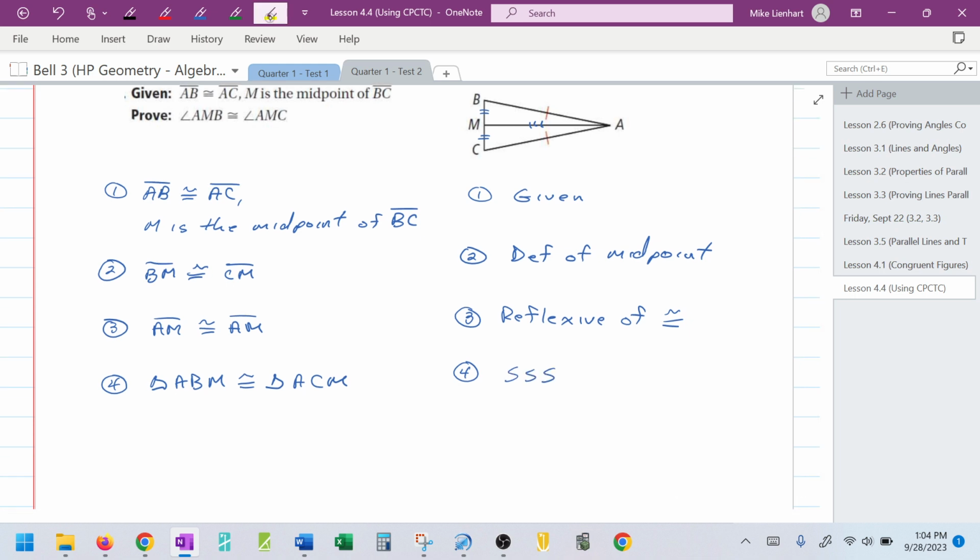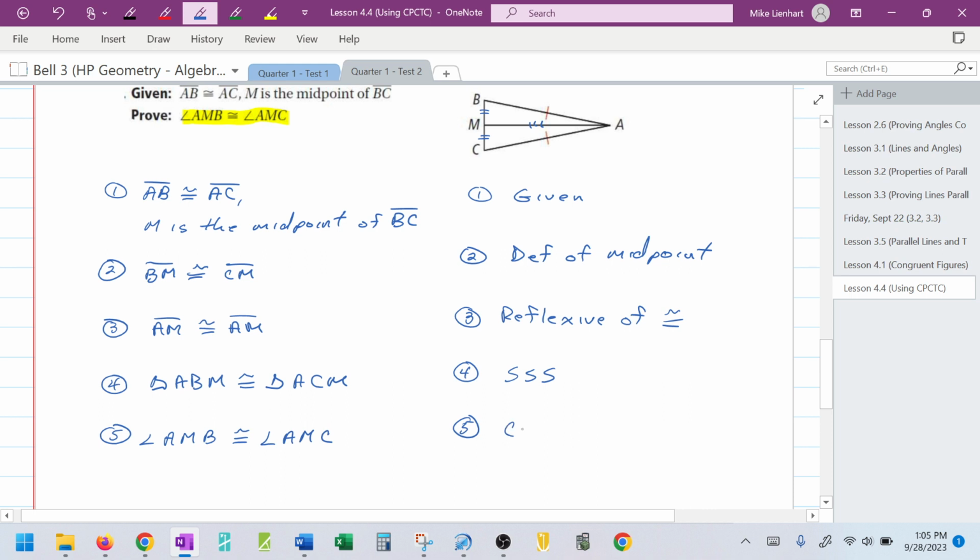Now, is that going to give me enough information to pull that out? Let's see. AMB, AMC. So if I'm checking my triangles here, yeah, I can make that statement. Statement 5 says angle AMB must be congruent to angle AMC. And because I knew that the triangles were congruent, my reason here would be CPCTC.